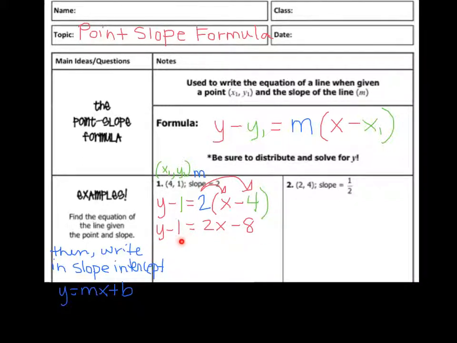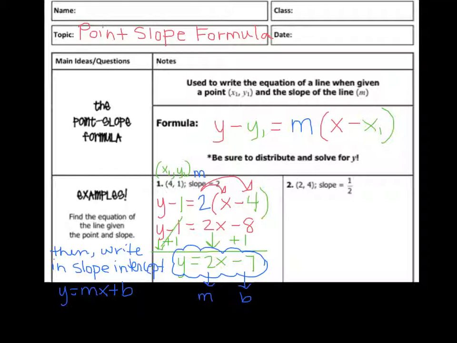Now y still isn't alone, so the opposite of subtracting 1 is to add 1. So I'm going to add 1 to both sides. That will make those cancel out. And I need to bring down my y, bring down my 2x, and then negative 8 plus 1 is negative 7. So now I have an equation written in slope-intercept form, which we've learned is fairly easy to use if we're graphing. So in this case, your 2 would represent your slope, and your y-intercept, or b, is negative 7. Okay. So that is your first example with point-slope form. That was a lot of information. I'm going to go ahead and do another example with you.